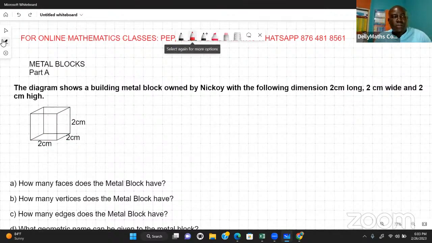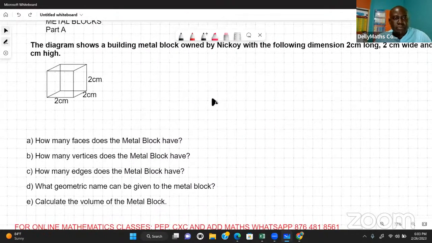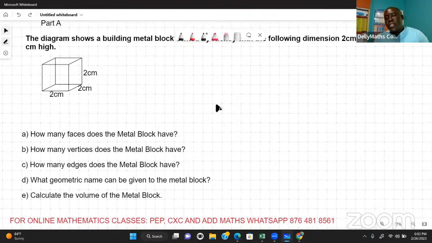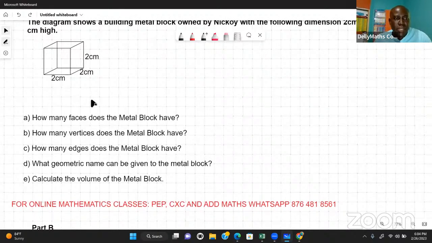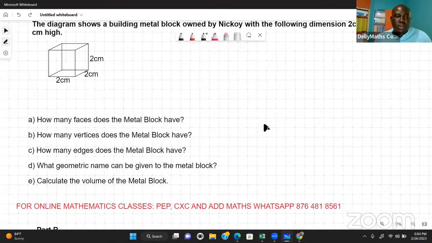Now, first, there are some questions that come. So we want to take some time to look at these questions. Very simple questions. And the questions normally go in terms of increasing difficulty as you go on to part B, part C, and if there's possibly a D part to it. So we're at part A, and we have 5 little parts to respond to. So the first question says, how many faces does the metal block have? So we want to look at how many faces this metal block has.